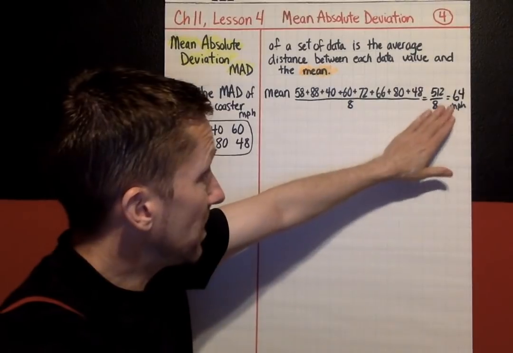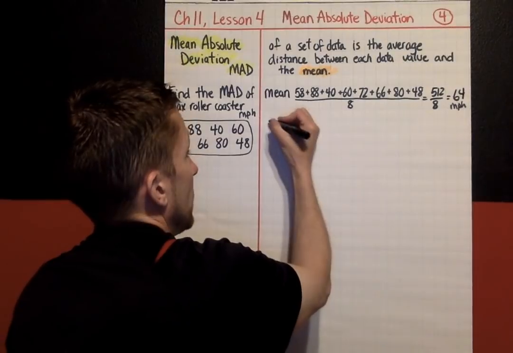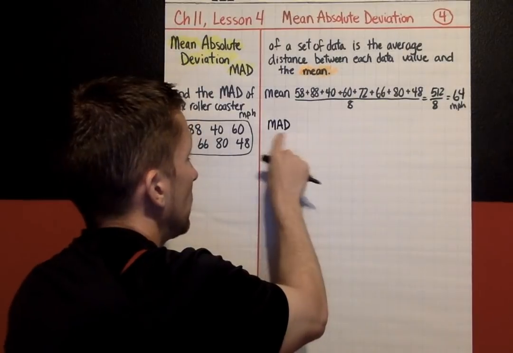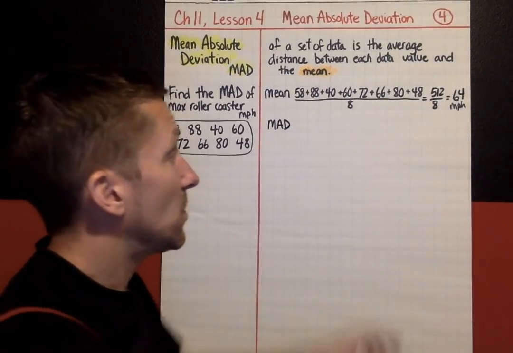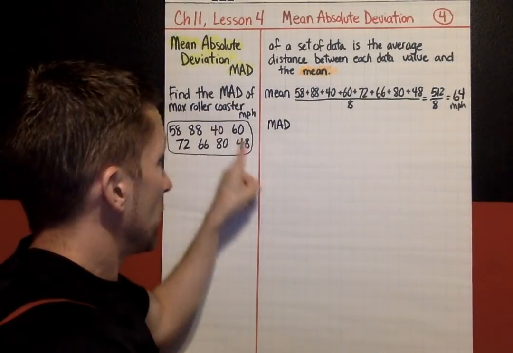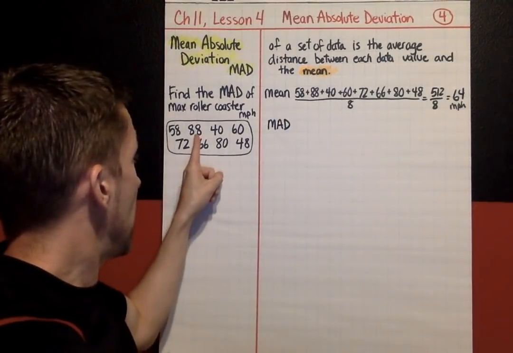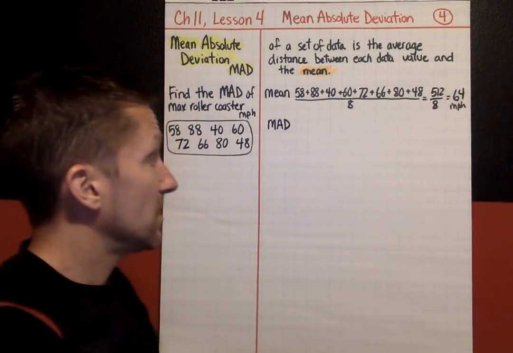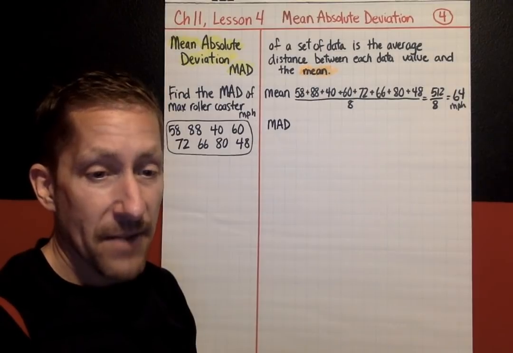Now, after you get the mean, here's what you do to get the mean absolute deviation. So I'm going to write this down right here. Now we're doing what's new today. How do you calculate the mean absolute deviation? What you do is you find the difference between your mean and every data value in your group. So how far away is 58 from 64? How far away is 88 from 64? How far away is 40 from 64? And then you total that and you divide by how many values.